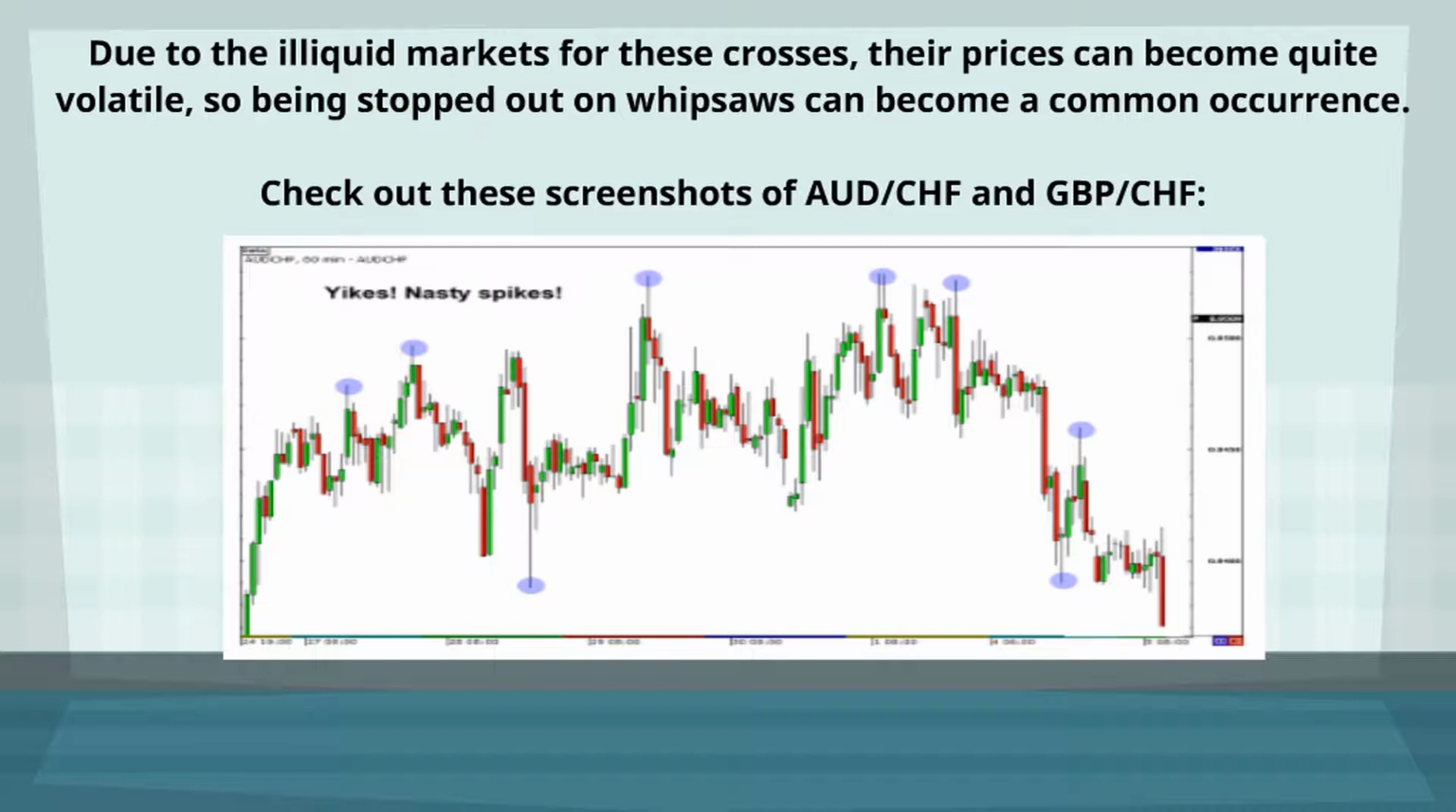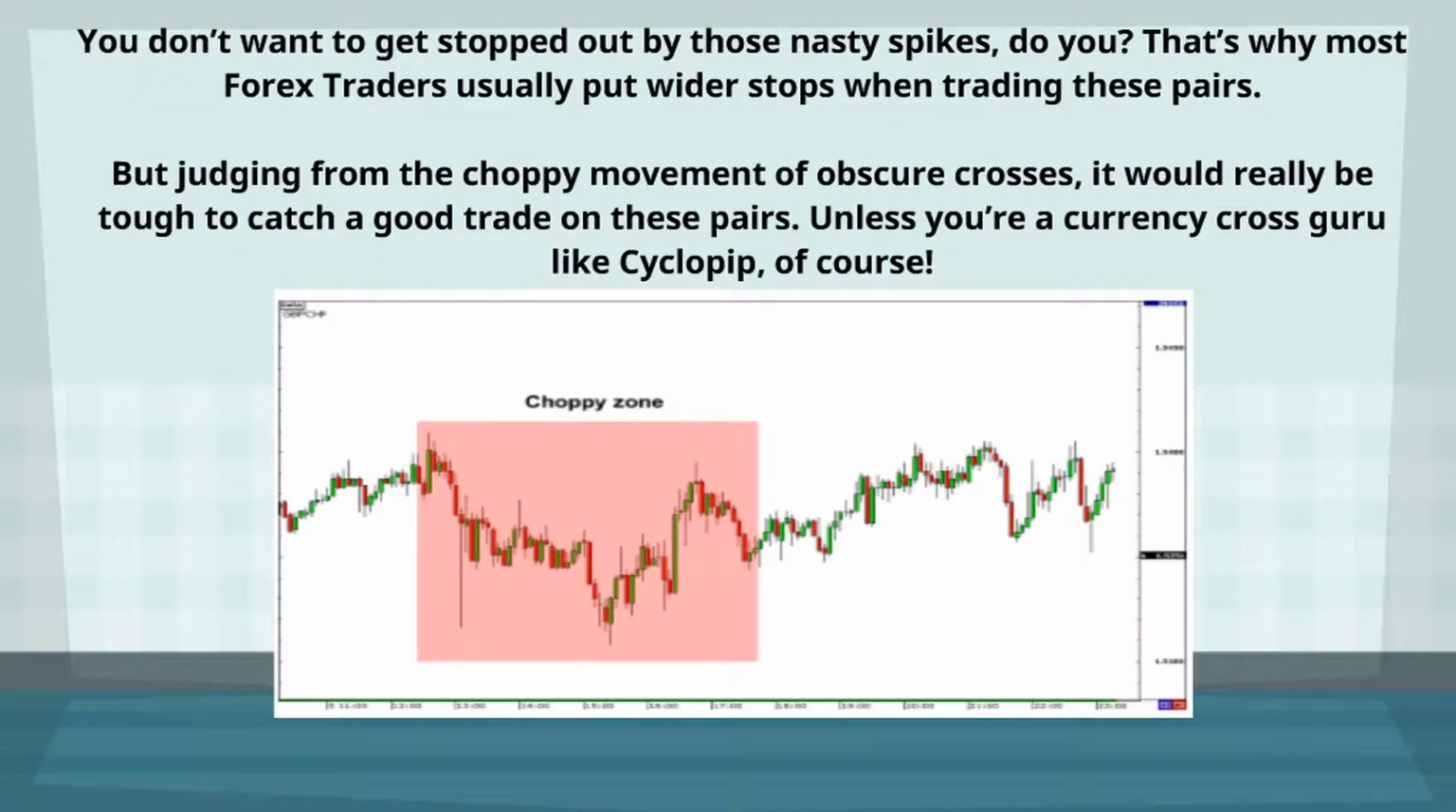Check out these screenshots of Australian dollar to Swiss franc and pound sterling to Swiss franc. You don't want to get stopped out by those nasty spikes, do you? That's why most forex traders usually put wider stops when trading these pairs. But judging from the choppy movement of obscure crosses, it would really be tough to catch a good trade on these pairs. Unless you're a currency cross guru like Cyclopip, of course.